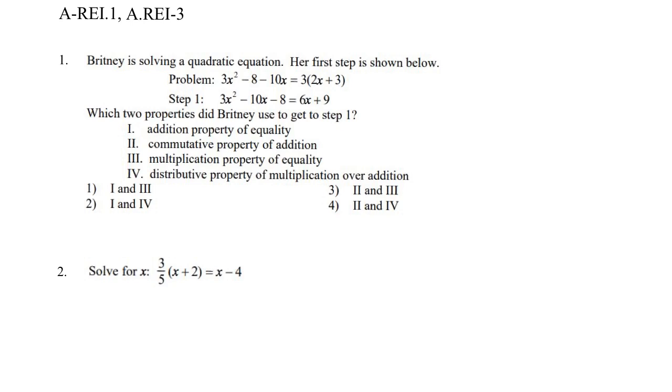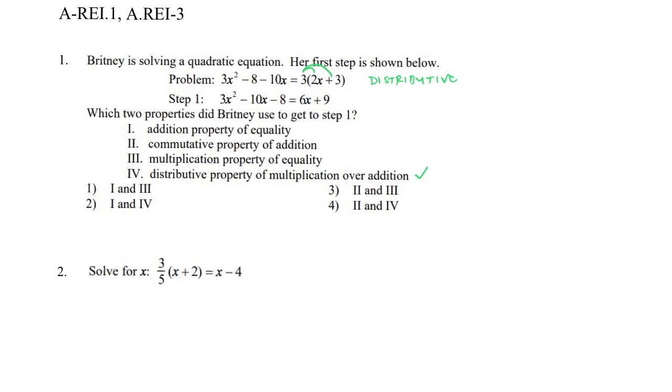So we have 3x squared minus 8 minus 10x equals 3 times (2x plus 3). And then in the first step, we see she got 3x squared minus 10x minus 8 equals 6x plus 9. So this wants to know which two properties she used. First thing I notice on the right-hand side, I had parentheses and now I don't. And so that one's going to be distributive. We always notice those parentheses being there and then not being there, and chances are that's distributive.